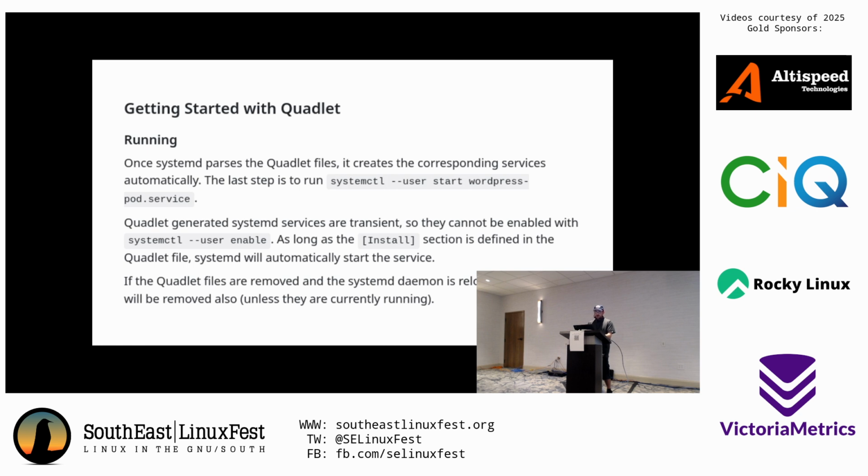Okay, so once we've parsed it and they are happy and you've run the daemon reload, systemctl --user daemon-reload, then the next step is just to start the services. So in this case, ours would be --user start wordpress-pod.service. And like I said earlier, the Quadlet-generated systemd services are transient, so they can't be enabled, and you don't need to enable them. They will just start, as long as they were parsed and they've got the install section. You don't enable them. I believe it fails because there's no symlink to be created when you try to enable them.